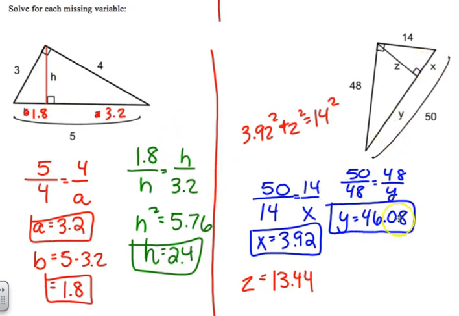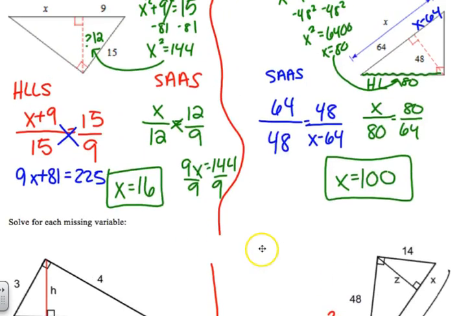Over here, I found x first. Again, you could have found y first by doing hypotenuse, leg, leg, side. And then for z, I did the Pythagorean theorem, but you also could have done the altitude, side, side, altitude, using x and y to find z. Again, up to you which way you prefer, but those are how you do the challenge problems.